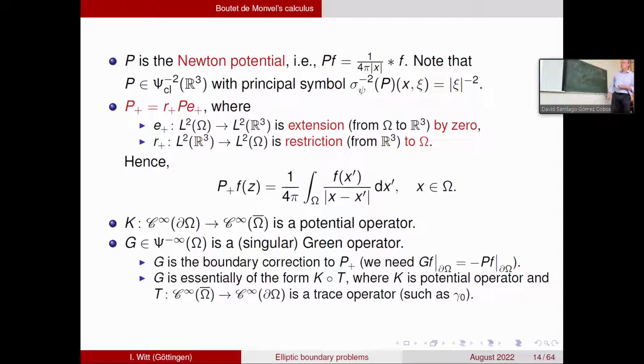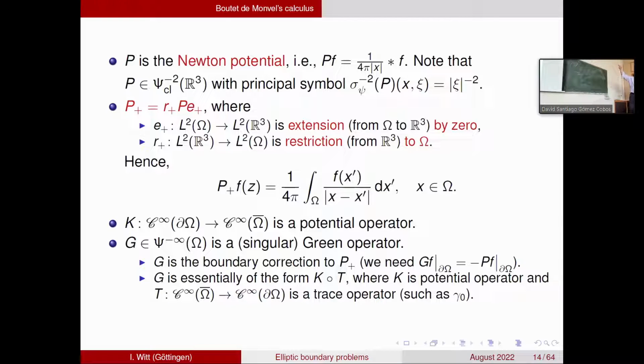And K is called the potential operator. I'm not going to discuss the structure right now. So this can be used for boundary potentials. Yes, that's sort of a boundary potential generalization. Okay.